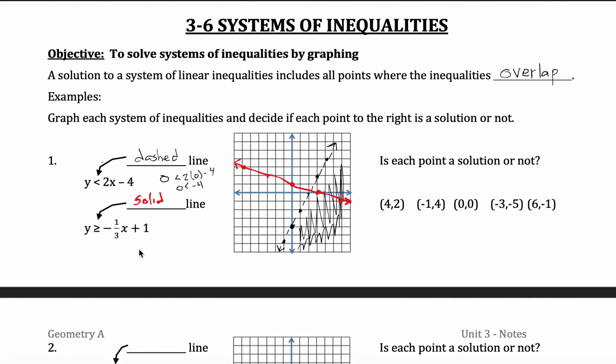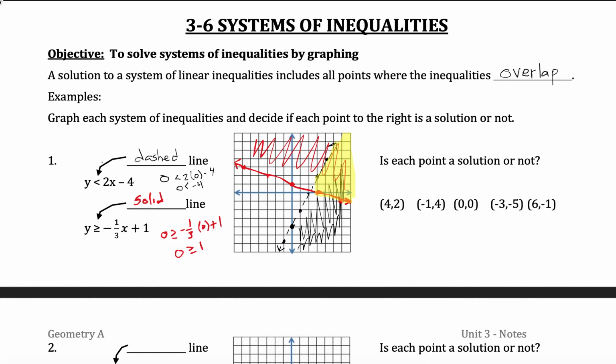And then I can do the same thing. I can plug in 0, 0. So I have 0 is greater than or equal to negative 1/3 times 0 plus 1, which is saying 0 is greater than or equal to 1, which again is not true. Okay, so I'm going to shade in the opposite direction of that. All right, now what I'm looking for is my overlapped area. So I can highlight this area right here is where my two shaded regions overlap. So that's where all the solutions are to both of these inequalities, or the solutions to the system.